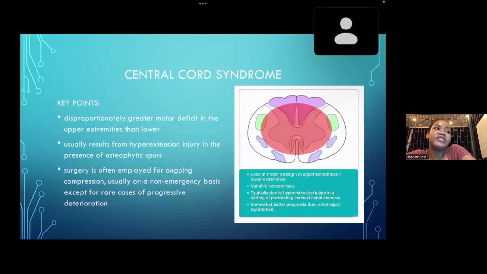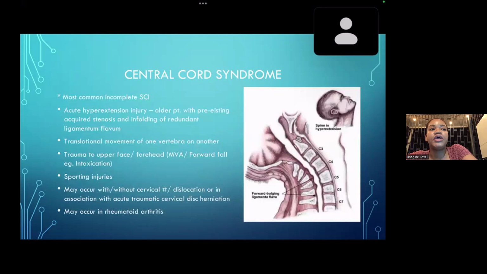And we'll start with central cord syndrome, which is the biggest of the 4 syndromes. Some key points are that in central cord syndrome, there's a disproportionately greater motor deficit in the upper extremities than lower. It usually results from hyperextension injury in the presence of osteophytic spurs. And surgery is often employed for ongoing compression, usually on a non-emergency basis, except for rare cases of progressive deterioration.